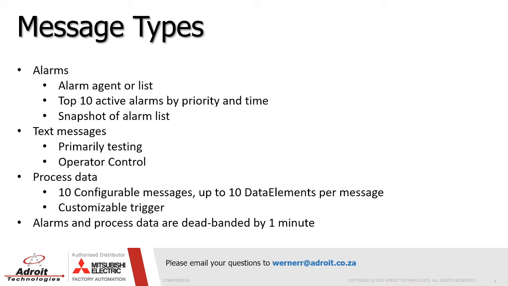At this point, we've allowed the system to deliver three different types of messages. First and foremost are alarms. Alarms are configured by pointing or linking an Adroit Air user to an alarm list. The user will then receive the top 10 active alarms on that alarm list or alarm agent by priority and time. You'll need to keep in mind that it's a snapshot of the alarms at a certain point in time, so it doesn't hold a history. Meaning that as your alarm list changes, if you end up with an empty alarm list, the user will also see that alarm list as being empty.